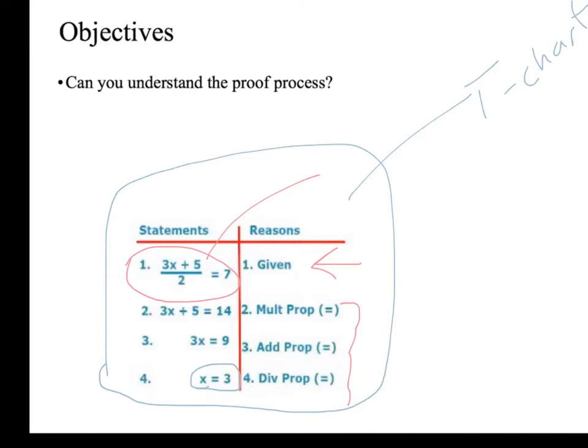But all along the way here, for each step, there were certain properties that allowed the mathematician to perform these operations. So for example, in this first step, they multiplied by 2 on both sides of the equation to get rid of the 2 in the denominator, because the opposite of division is multiplication. And so they used the multiplication property.